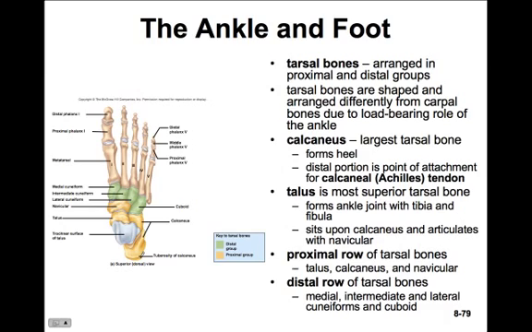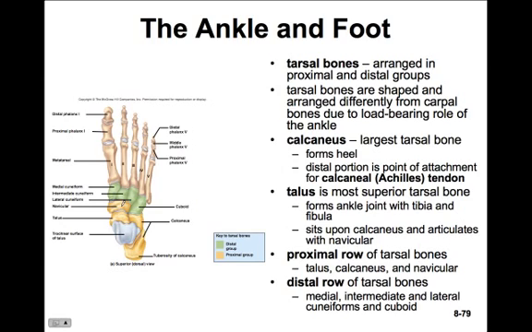The talus is the next biggest bone. It sits right on top of the calcaneus and actually forms the ankle joint with the tibia and fibula. Below, it articulates with the navicular. So the talus sits right on top of the calcaneus and also a little bit with the navicular. The proximal row of tarsal bones are those three: the talus, calcaneus, and navicular.